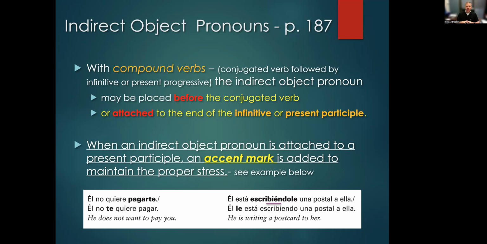And then just a reminder that with that present participle, that's the -iendo or the -ando form of the verb, that extra syllable of now this indirect object pronoun will make you have to put in a written accent mark to get pronunciation correct. So before a conjugated verb, after and attached to the infinitive or the present participle. So the examples in the white box. Él no quiere pagarte. So it's attached to the infinitive. Él no te quiere pagar, before the conjugated verb. Él está escribiéndole una postal a ella, or él le está escribiendo una postal a ella. So again, before the conjugated verb or after and attached to the infinitive or the present participle.